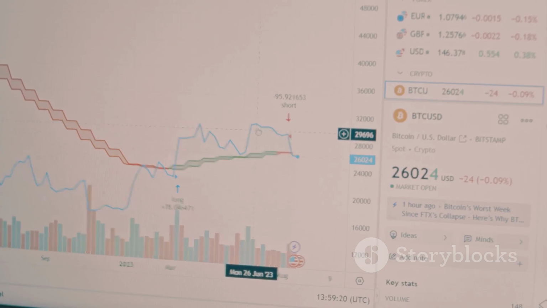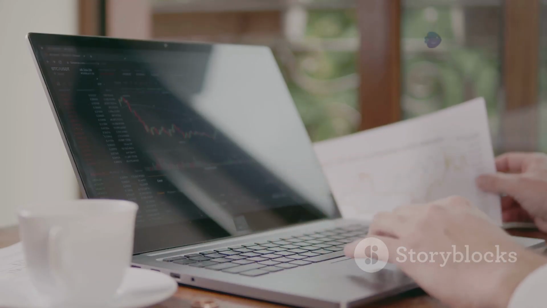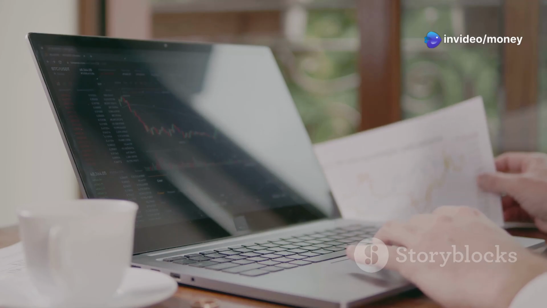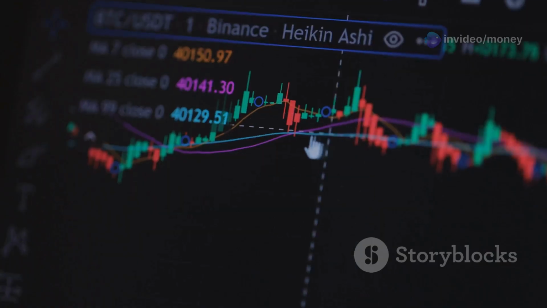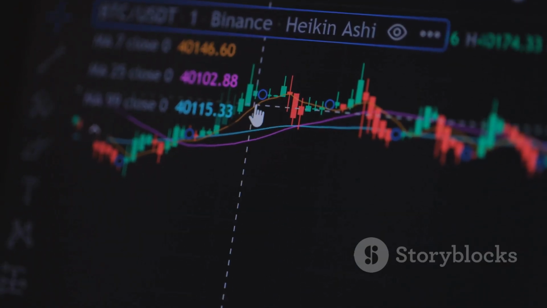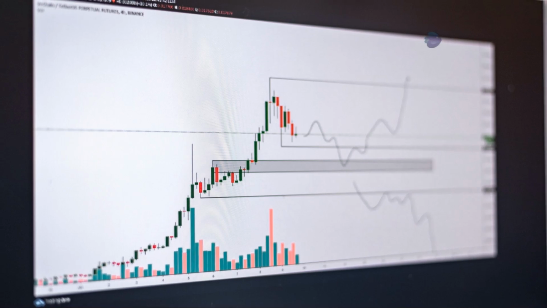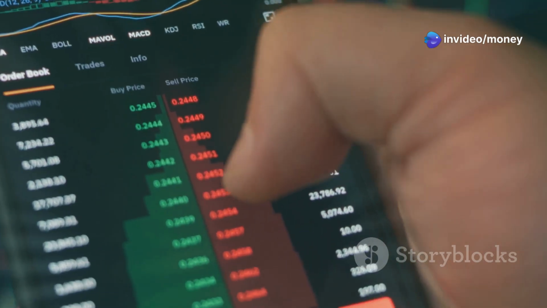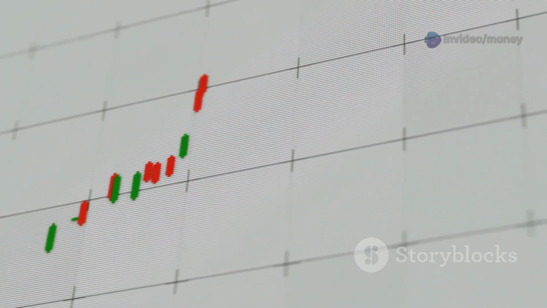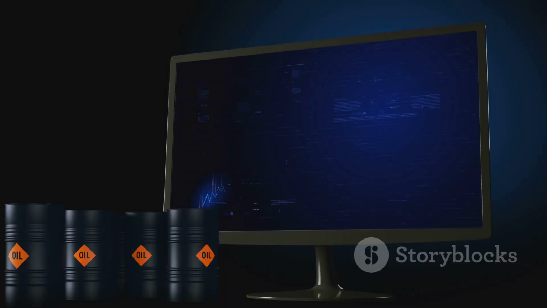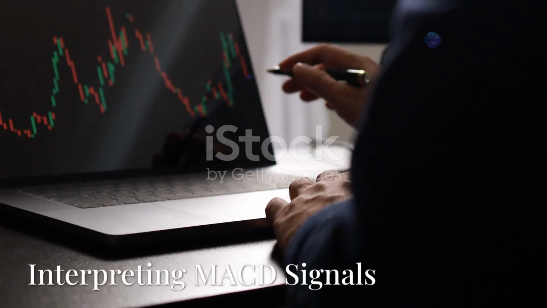Another powerful MACD strategy is the divergence strategy, which focuses on identifying discrepancies between the MACD indicator and the price action of the asset. A bullish divergence occurs when the price of the asset makes a lower low, while the MACD histogram forms a higher low. This divergence suggests that selling pressure is weakening, and a potential price reversal to the upside could be imminent. Conversely, a bearish divergence happens when the price makes a higher high, but the MACD histogram forms a lower high. This divergence indicates waning buying pressure and a potential price reversal to the downside.